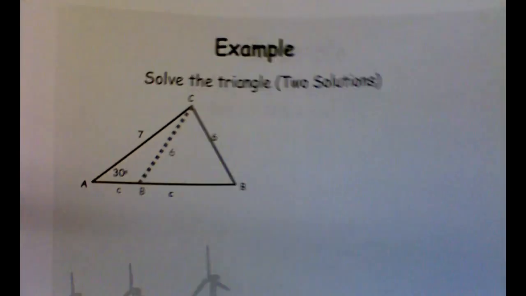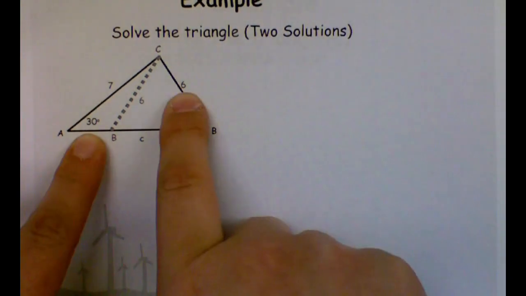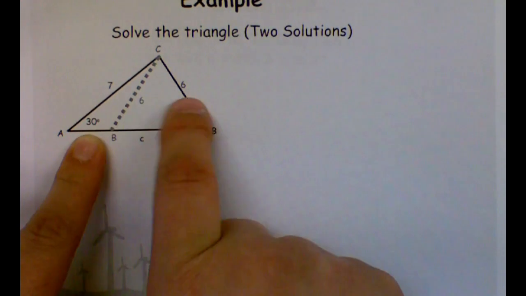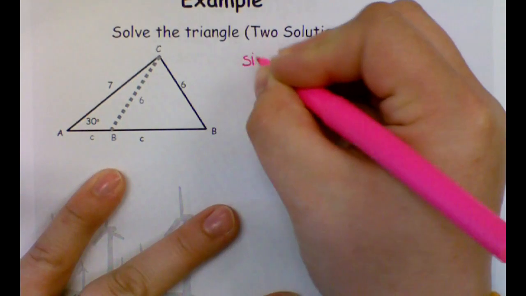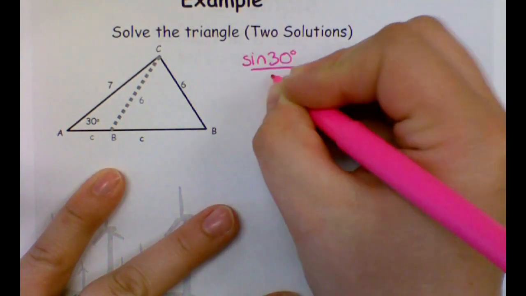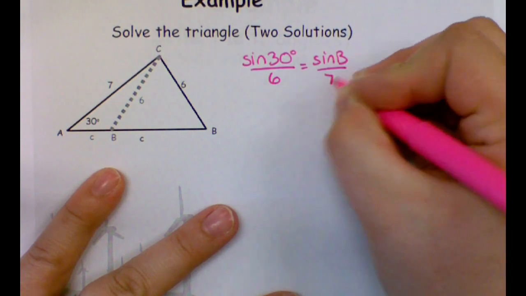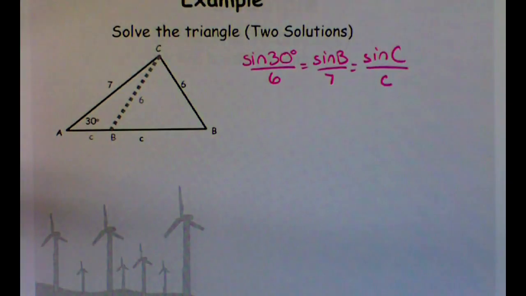So let's take a look. I'm giving you angle A is 30 degrees, side A is 6, side B is 7. Now side A could be one of those two places. So we start by setting up the law of sines. The sine of angle A over side A equals the sine of angle B over side B equals the sine of angle C over side C. Obviously here, I have to solve for angle B first.